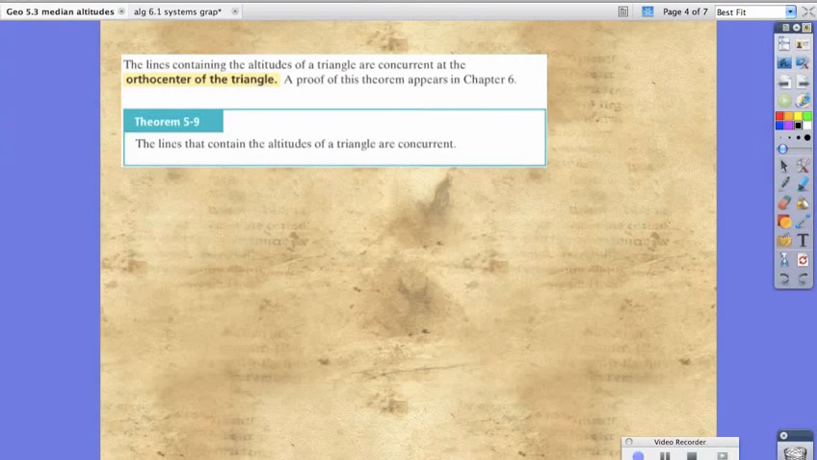Last but not least, the lines containing the altitudes of a triangle are concurrent at the orthocenter of the triangle. We are going to talk about this a little bit more in Chapter 6, so I wouldn't worry about it just yet, because we're not going to deal with it too much. What we're going to do now is practice a little bit.